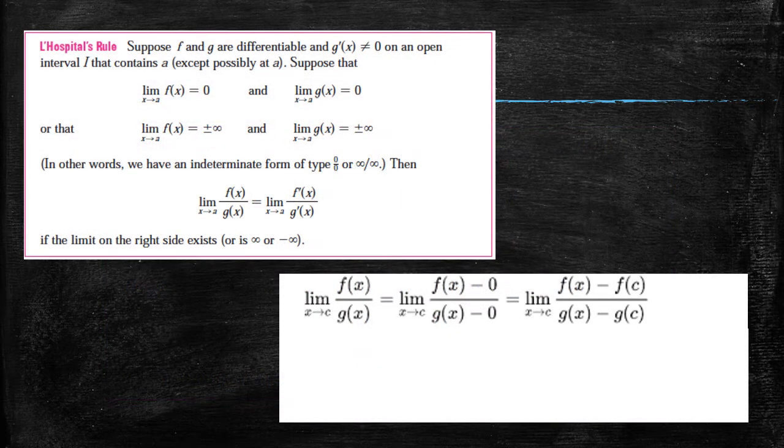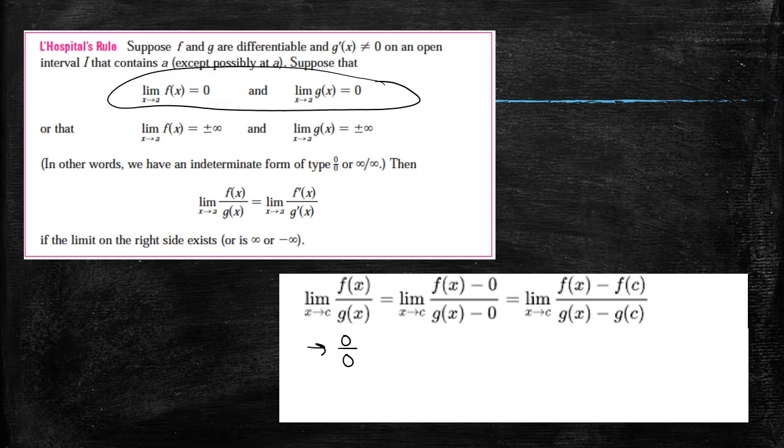Okay, so I'm going to provide a short proof of the first case. If the limit as x goes to a of f of x is 0 and the limit as x goes to a of g of x is equal to 0, both of these, numerator and denominator, are going off to 0. Subtracting 0 from both the top and the bottom isn't going to change anything.